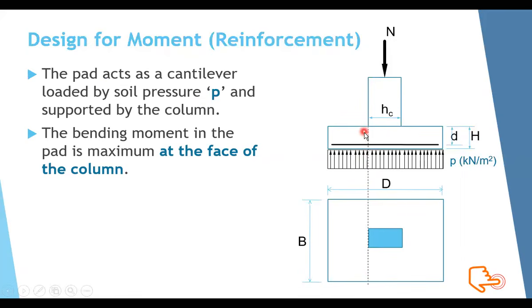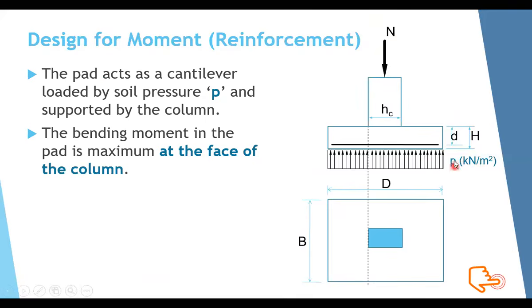How to calculate this moment here? We have first to calculate the soil pressure, P, in kilonewton per meter square. And this soil pressure, we will calculate it at the ultimate limit state. For any calculation of moment or checking for shear, we have to calculate this P at the ultimate limit state. So we'll use the N at the ultimate, not at the service.